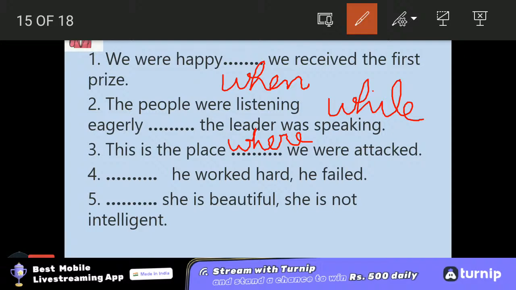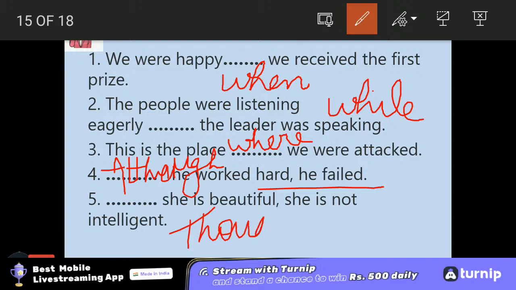अब आप ये तो समझ सकते हैं कि ये result है. So it's like although he worked hard, he failed. Dash she is beautiful, she is not intelligent. वो beautiful तो है but वो intelligent नहीं है. So in the next case, yes, though she is beautiful, she is not intelligent.